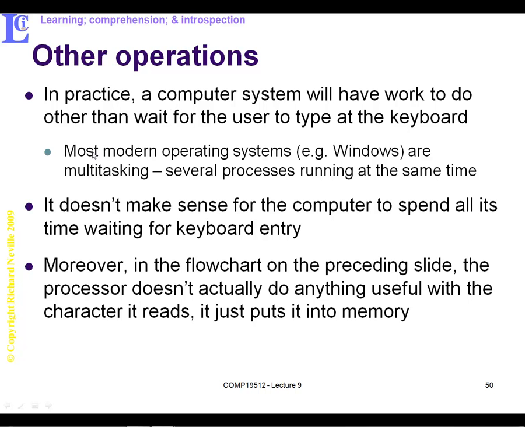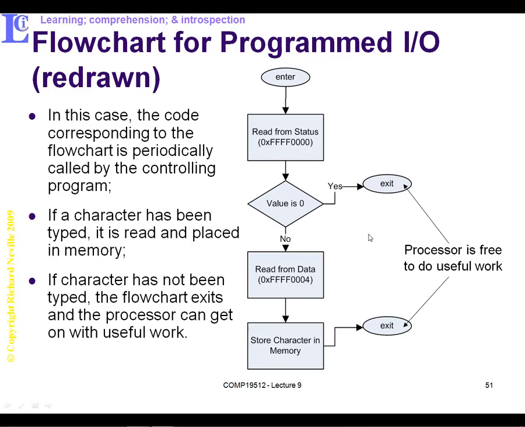So really, if we move on to particular operating systems like Windows, we'll see that what we really want to do is run other processes at the same time and not be always checking the keyboard. So really it's important to realize that it doesn't make any sense at all to keep checking the status register and spending all the time waiting when you could be doing something else useful. So the preceding flowchart showed that we don't actually spend much time just reading the character. Most unuseful time is spent checking the status register. Maybe that's not a good idea. So let's look at another way of doing this.